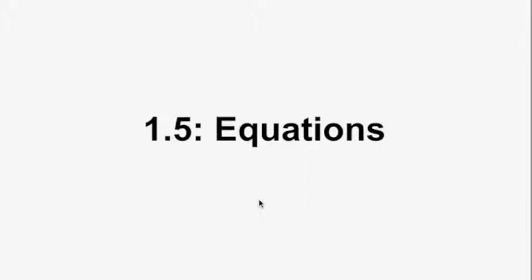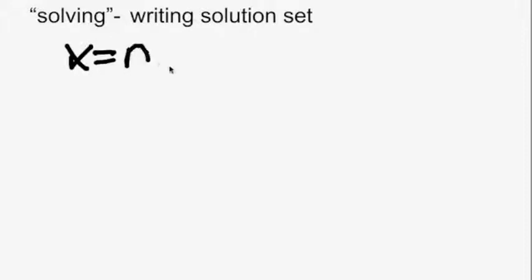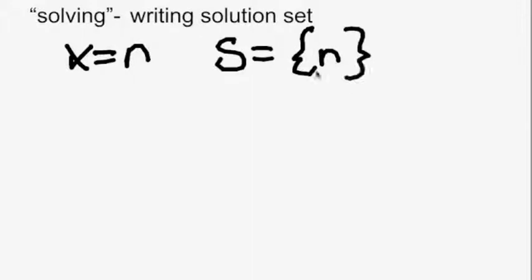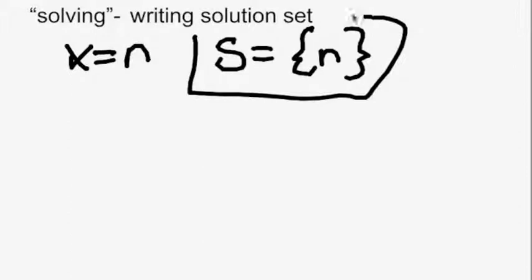Chapter 1.5 is on equations. When you do equations, you have to know what solving means. And solving means writing the solution set to the equation. So first, you simplify the equation to get x equals n, with n being a number that it stands for. And so the solution set would be S equals, use a brace to indicate the answer. So this is what you have to end up writing, not this.